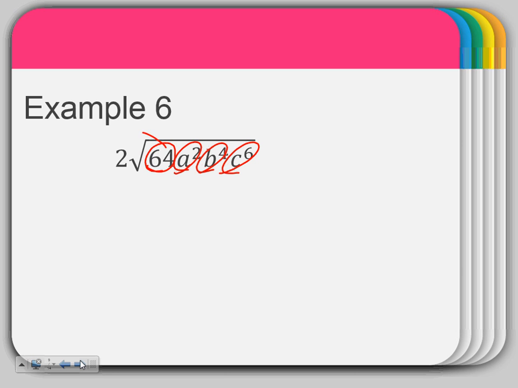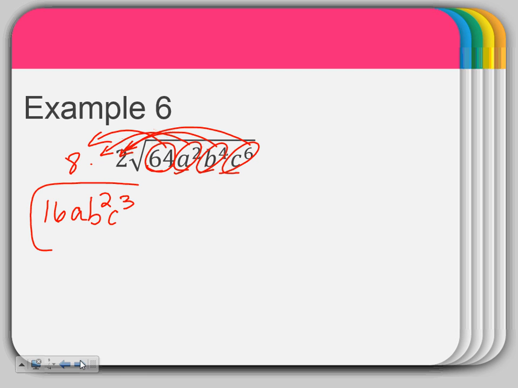So when 64 comes out, what does he come out as? An 8. What do I do to those two guys? And get what? 16. When a squared comes out, it comes out as a. When b to the fourth comes out, it comes out b squared. And c to the sixth, c to the third, what's left underneath? Nothing. Your answer is 16, a, b to the second, c to the third. Okay? You try this one on your own.